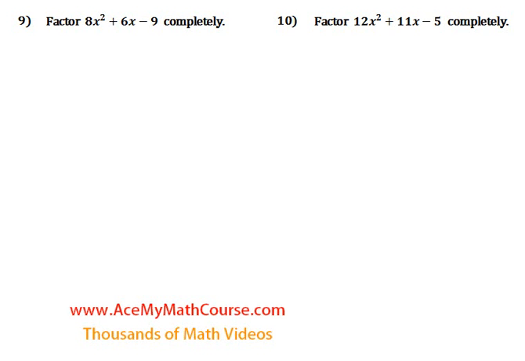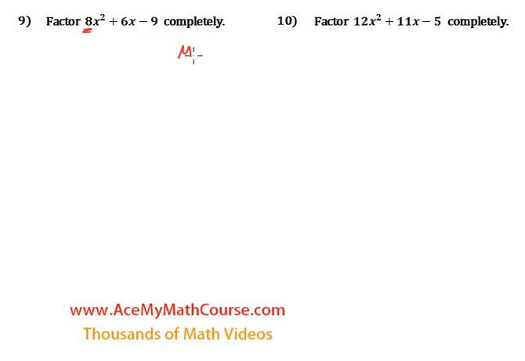Question number 9. Factor 8x squared plus 6x minus 9 completely. And since we have a number multiplying the x squared that is not just 1, and we can't factor out a greatest common factor, what do we need to do? Well, we need to factor by grouping.